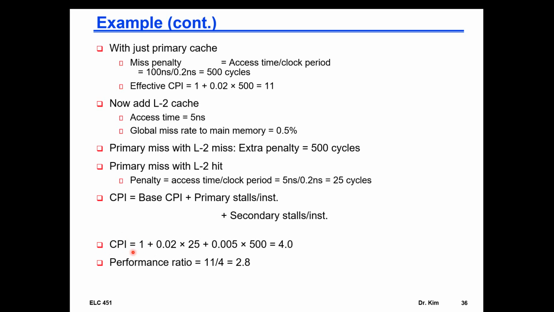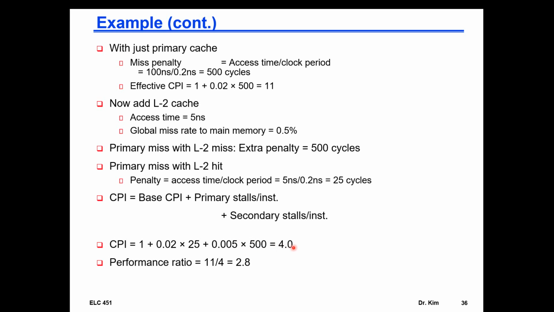So here is the new effective performance. You have the base CPI, the penalty for a miss on level 1 but a hit on level 2. That would be the 2% miss rate on level 1 times the new penalty. It's not 500 anymore, it's 25. But when you do have a miss on both level 1 and level 2, you have to add this penalty. Now the miss rate is 0.5%, and the penalty is still 500 cycles because you have to go to DRAM.